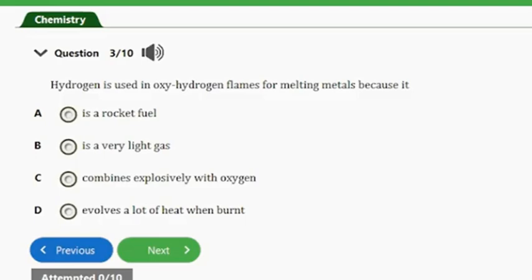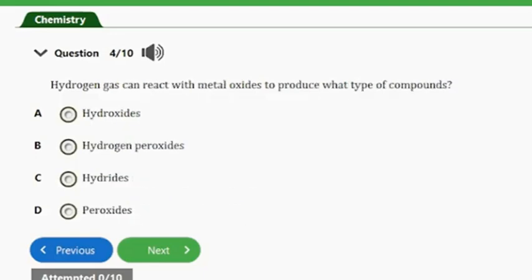Hydrogen is used in oxyhydrogen flames for melting metals because it evolves a lot of heat when burnt. So this high heat of combustion makes it ideal for processes that require high temperatures, such as melting of metals. So let's consider the next question.